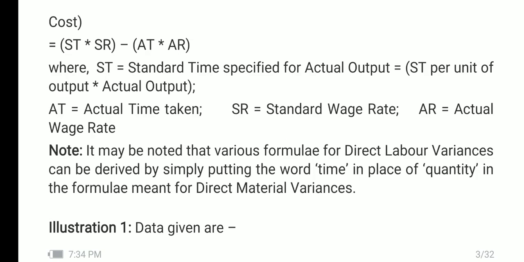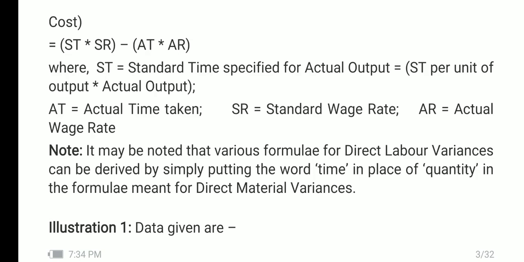and minus actual labor cost. Actual labor cost can be computed by multiplying actual time with actual wage rate. Here in this equation, the AT abbreviation has been used. AT stands for actual time taken, SR stands for standard wage rate, AR stands for actual wage rate.